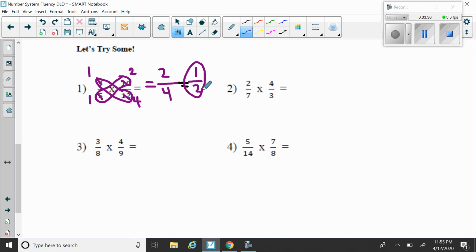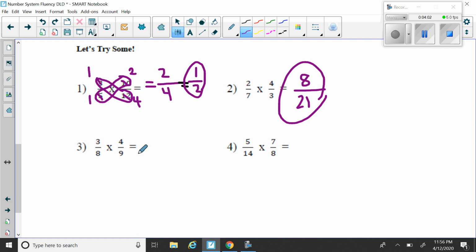Okay, so let's do number 2. For this one, we're just going to multiply straight across. 2 times 4 is 8. 7 times 3 is 21. And is there a number that goes into both of them? Well, the only numbers that go into 8 are 1, 2, 4, and 8. And none of those go into 21, so the answer is no. So that is my answer right there.